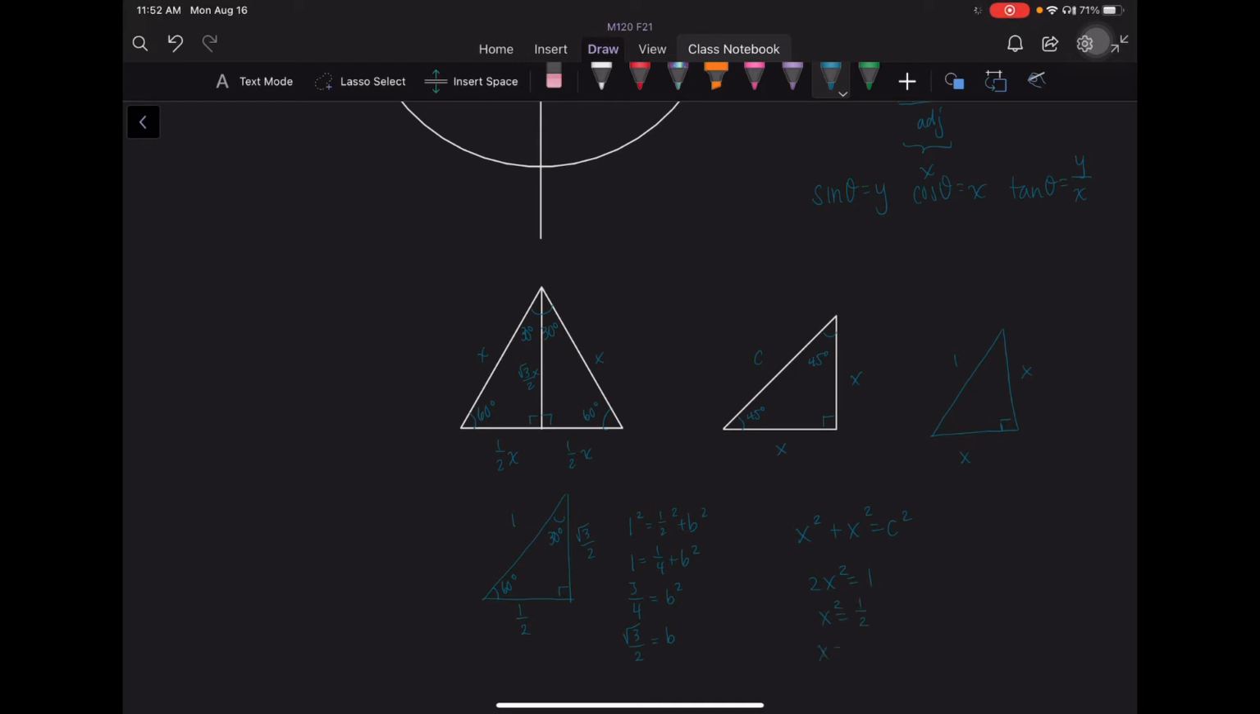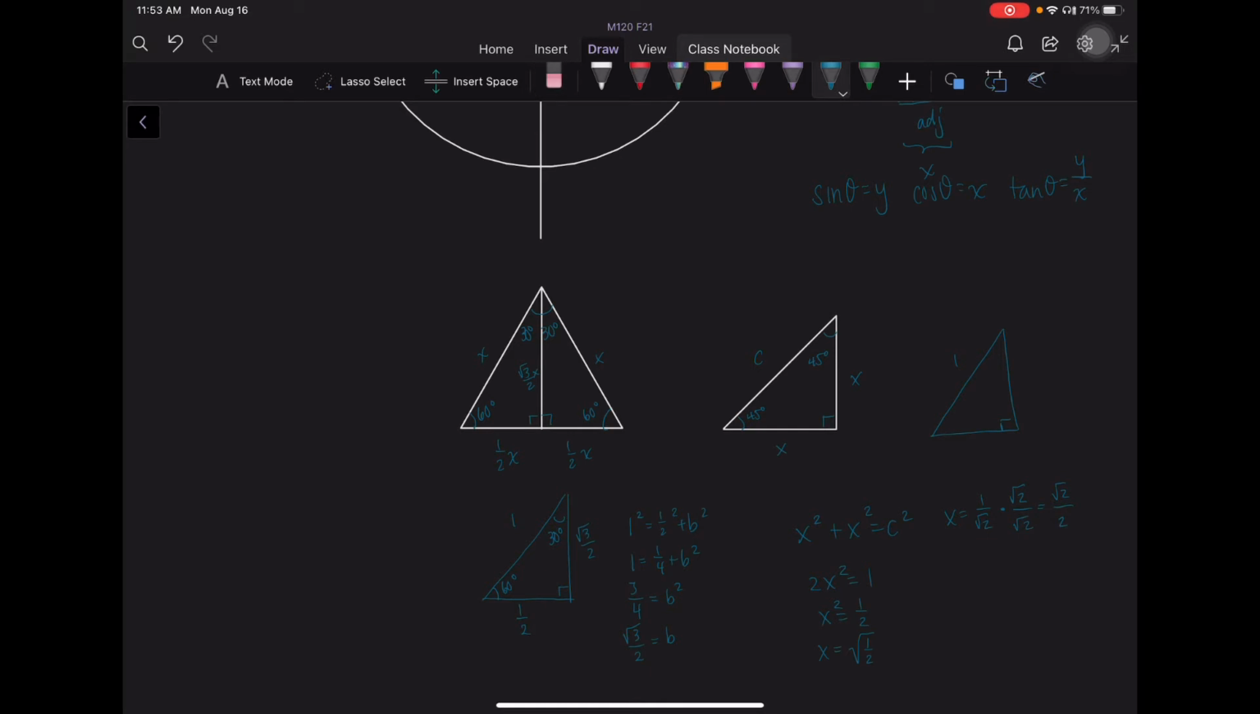When we're square rooting, we get the square root of 1/2, which is 1 over root 2 because the square root of 1 is 1. So x equals 1 over root 2. And we typically rationalize that because we don't like square roots in the denominator. So we multiply by root 2 over root 2 to rationalize. And we get the square root of 2 over the square root of 4, which is just 2. So now we know that this value is going to be the square root of 2 over 2.